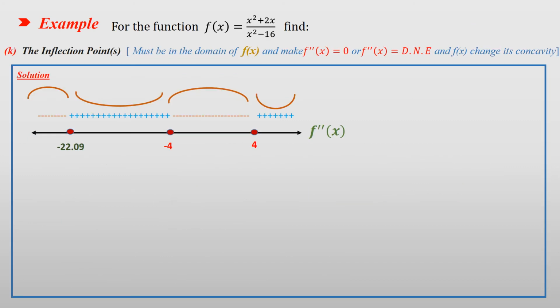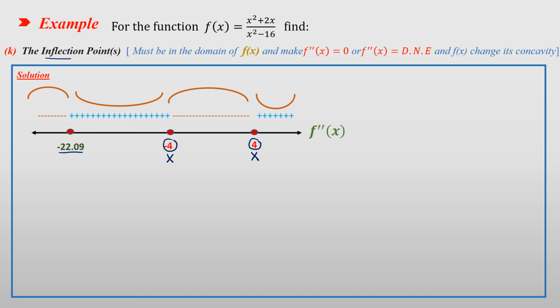In part K, you have to find the inflection points, and to find the inflection points you have to find f double prime, which we did in the previous part, and you have to set the numerator equal to 0 and the denominator equal to 0. So we found that negative 22.09 is the zero of the numerator, and negative 4 and 4 are zeros of the denominator, but negative 4 and 4 are out of our domain, so we have the point negative 22.09.